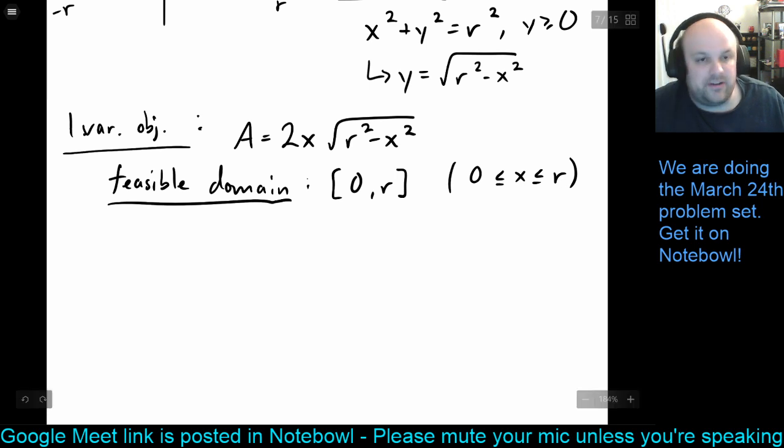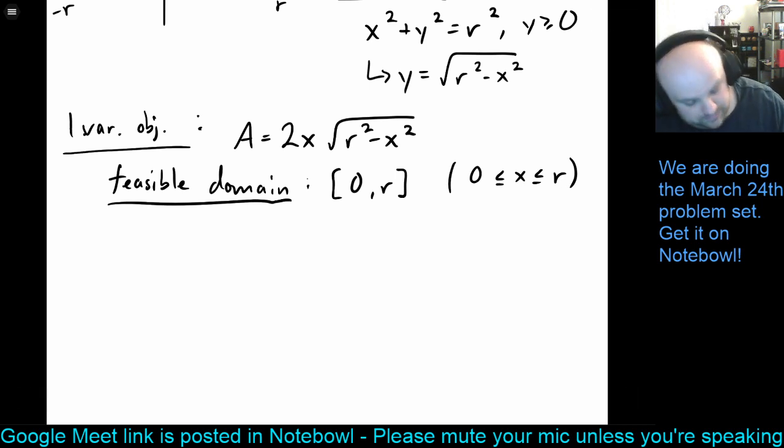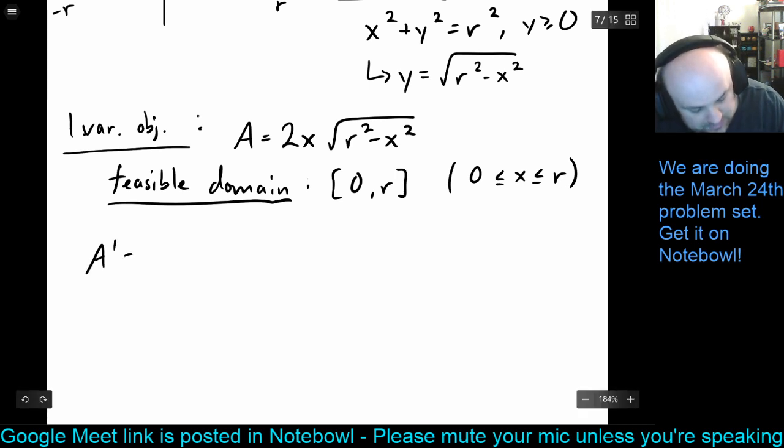All right, so let's go ahead and take our derivative here. A prime is going to be 2 square root of r squared minus x squared plus 2x.